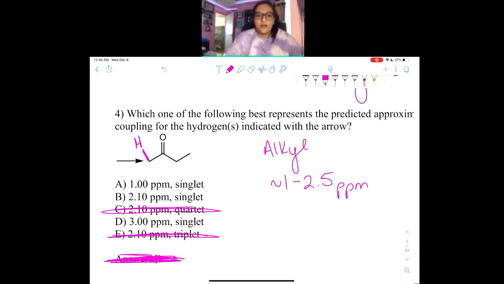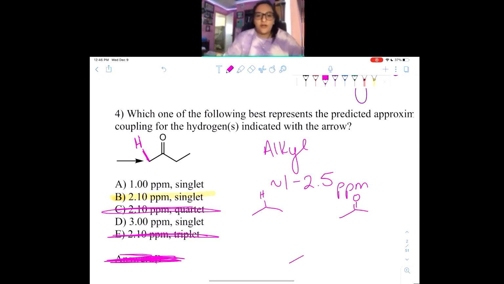So this regular old ketone, do we think it's going to be closer to 1 or closer to 2.5? What do you guys think? Would it be closer to 1? Yes, it will be closer to 2.5. So something that would be closer to a 1 would be like a regular old carbon chain. A 2.5 would be a ketone. So for that reason, we're going to go with B.